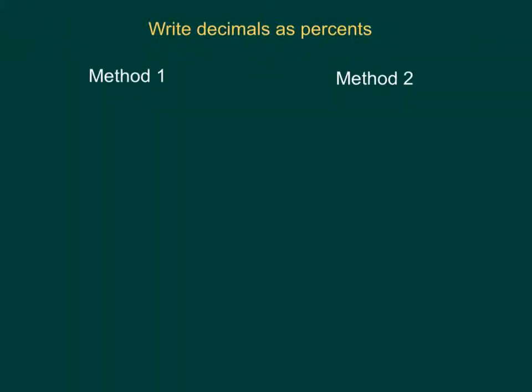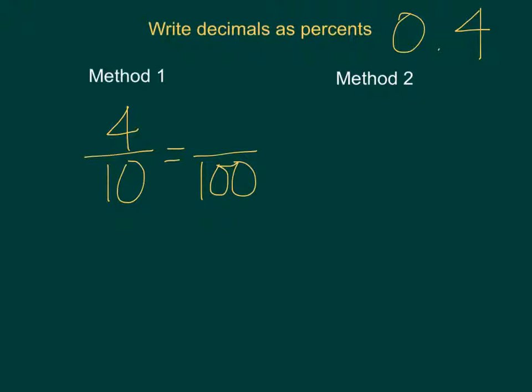So now we're going to look at how we write decimals as a percent. So if we have the example 0.4, again, there are 2 methods. The first one is you write it in fraction form. So this one is read as 4/10, and then you turn that into 100 as the denominator. So you multiply the bottom by 10, you multiply the top by 10 and get 40.